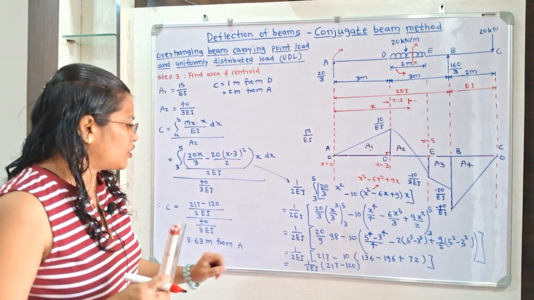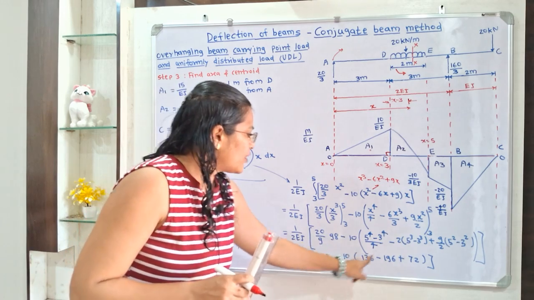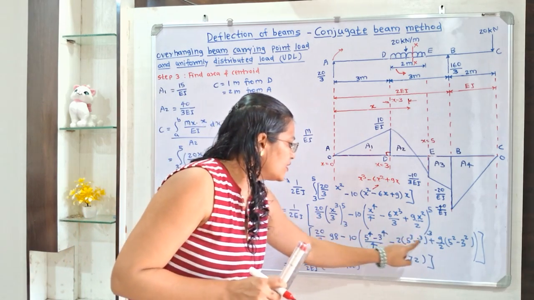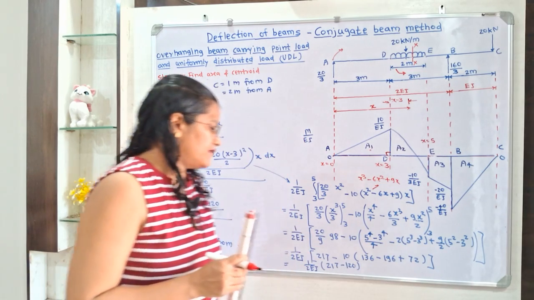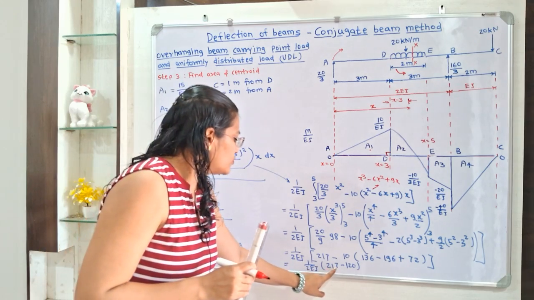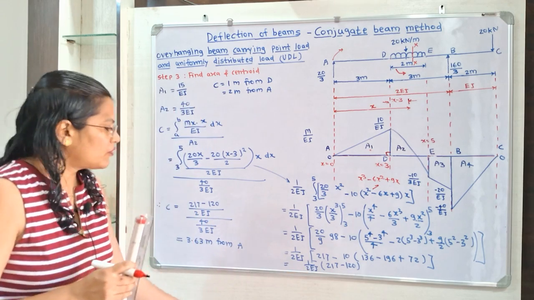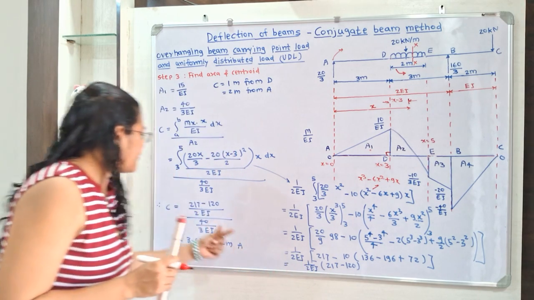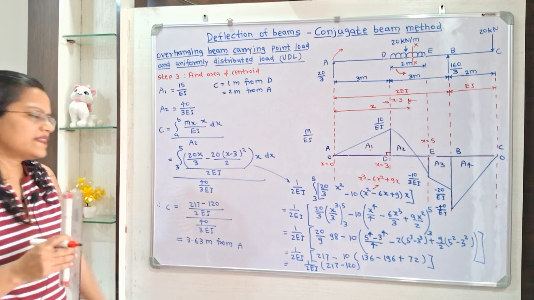Now again we will solve this. So this first term will get 217 minus 10. Now inside the bracket we will solve each term: 136 minus 196 plus 72. So we will get 217 minus 120 divided by 2 EI. Now this numerator term I will take here, and denominator term 40 by 3 EI.